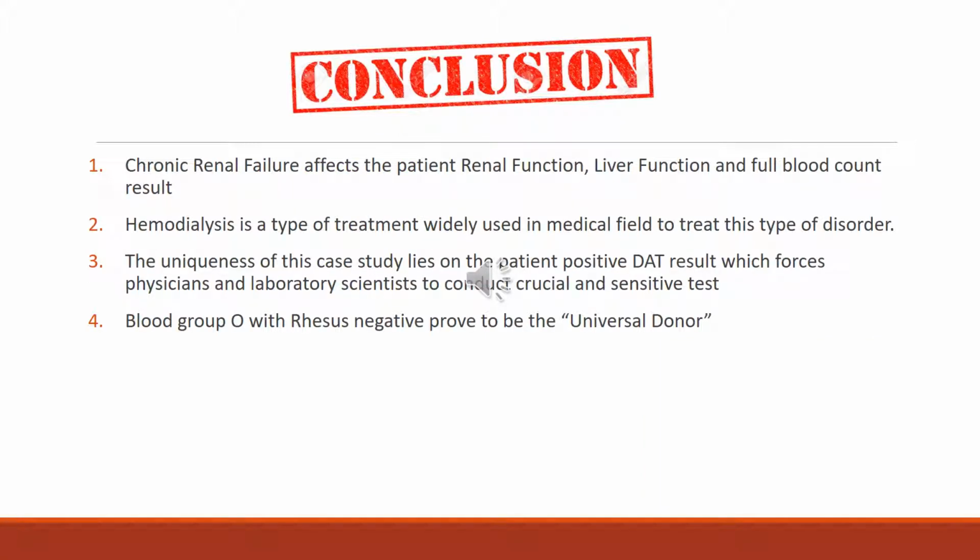Chronic renal failure affects the patient's renal function, liver function, and full blood count result, and parameters such as urea, creatinine, potassium, hemoglobin, platelet, albumin, ALP, and GGT. Hemodialysis is a type of treatment widely used in the medical field to treat this type of disorder. The uniqueness of this case study lies in the patient's positive DAT result, which forces physicians and laboratory scientists to conduct crucial and sensitive tests, as it may cause fatality if wrongly diagnosed or conducted. Blood group O with rhesus negative proved to be the universal donor, and less than 6% of the worldwide population has this type of blood group.